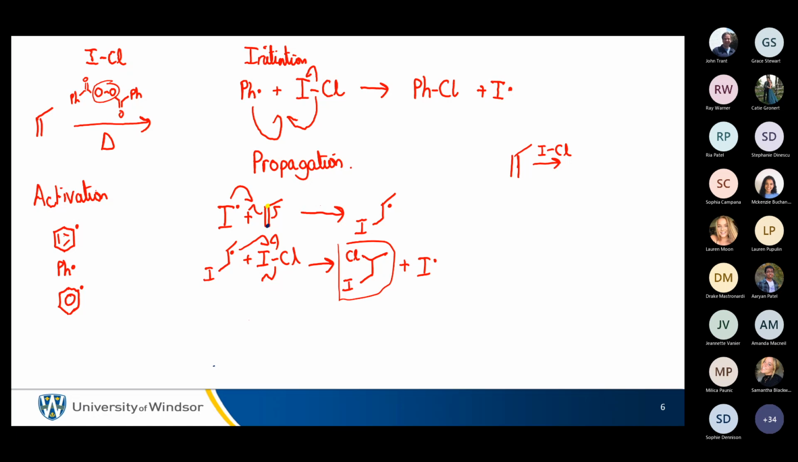I want to highlight some of the complexities of this stuff. Do I attack the iodine or the chlorine? No radicals. So remember, which way is the bond polarized?